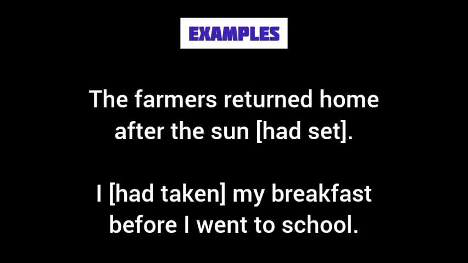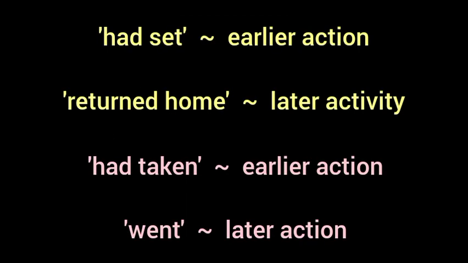In the first sentence, there are two past actions: the farmers returning home and the sun's setting. And in the second sentence, the two past activities are my taking breakfast and going to school. Now we know that the past perfect is used for the earlier completed action while the simple past is used for the later past action.